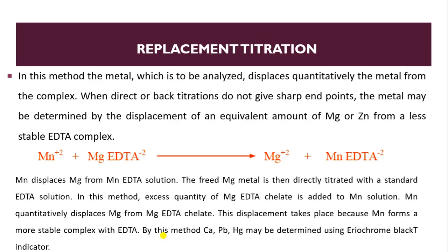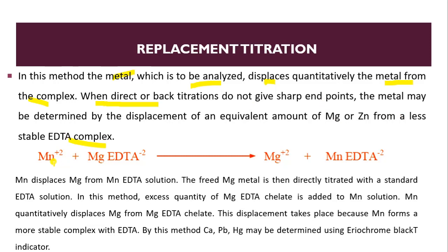Now we will see another one. It's a replacement titration. So what is replacement titration? In this method, the metal which is to be analyzed displaces quantitatively the metal from the complex. We will see that by example. This method is used when direct or back titration do not give a sharp endpoint. The metal may be determined by displacement of an equivalent amount of manganese or zinc from a less stable EDTA complex.